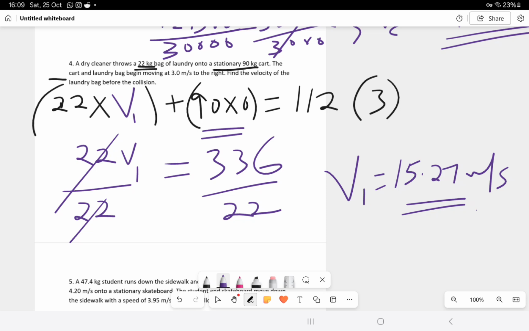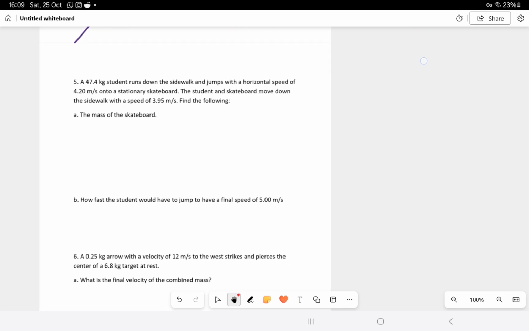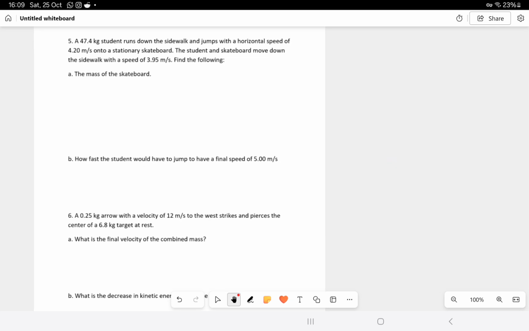It's as easy as that. Let's go to the next one and see again if it's also easy. Now this is a bit tricky, you want to pay attention here.